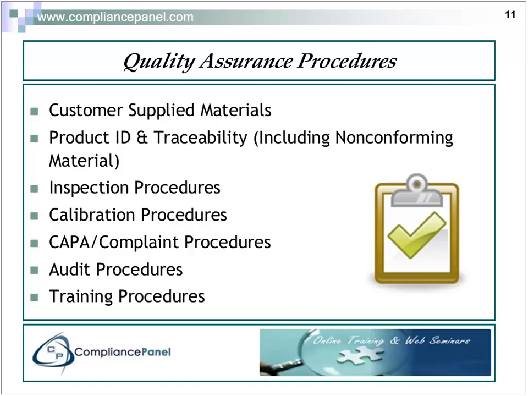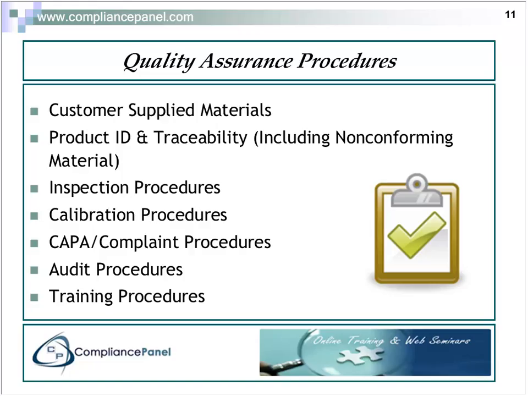Also, if you do find something that's out of calibration, you need a method to identify those products that were used or built during the period of that calibration, when you find a significant out of calibration alert from either your cal house or from your in-house calibration people. Next would be CAPA and complaint procedures.